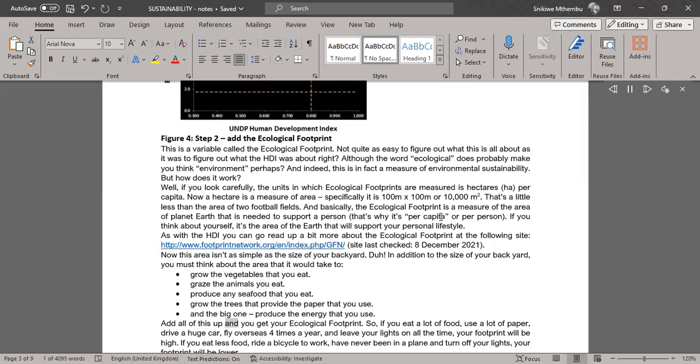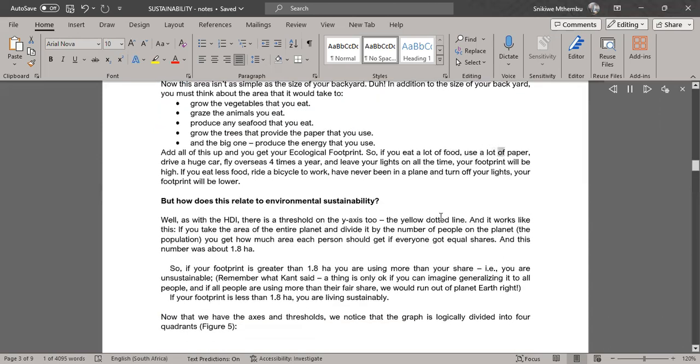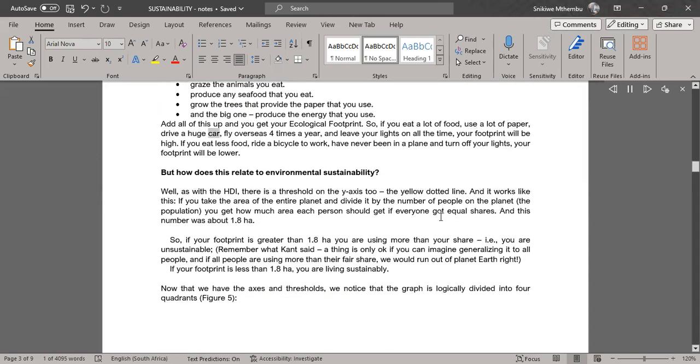Add all of this up and you get your ecological footprint. So, if you eat a lot of food, use a lot of paper, drive a huge car, fly overseas 4 times a year, and leave your lights on all the time, your footprint will be high. If you eat less food, ride a bicycle to work, have never been in a plane and turn off your lights, your footprint will be lower.